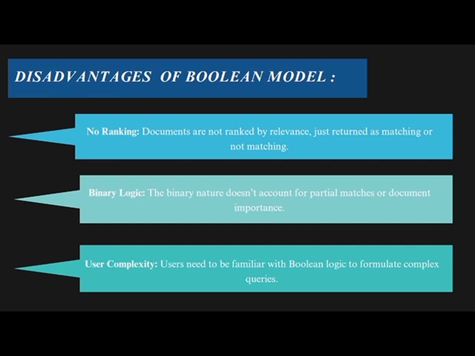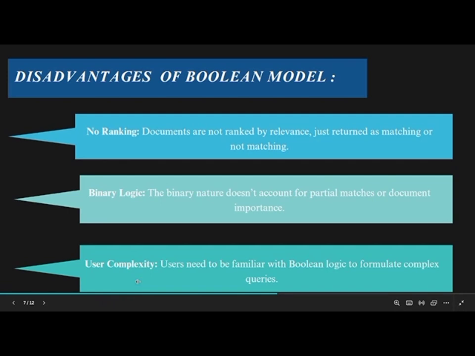So this limits its ability to provide the users with the most relevant documents and respond to their queries. Okay, next, the thing is binary logic. The model uses strict binary logic, meaning it only recognizes full matches. It doesn't accommodate partial matches, nor does it consider the importance or the relevance of the documents beyond the exact query terms. The last thing is user complexity.